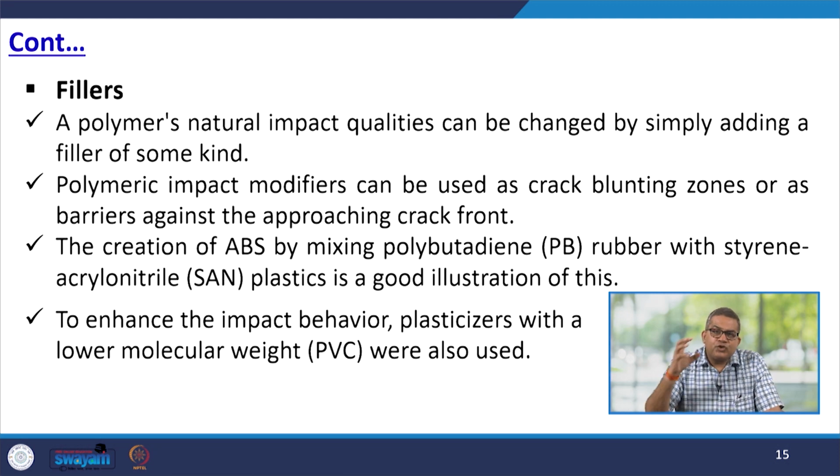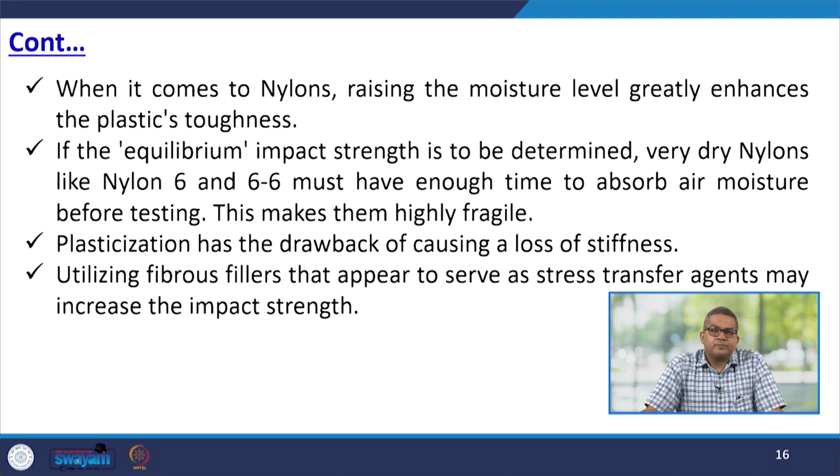A polymer's natural impact qualities can be changed by simply adding a filler of some kind, so that the mechanical property may get changed. Now, polymer impact modifiers can be used as a crack blunting zone or as a barrier against the approaching crack fronts. The creation of ABS by mixing polybutadiene rubber with styrene acrylonitrile (SAN) plastic is a good illustration of this particular approach. Now, to enhance the impact behavior, plasticizers with a lower molecular weight are also being used.